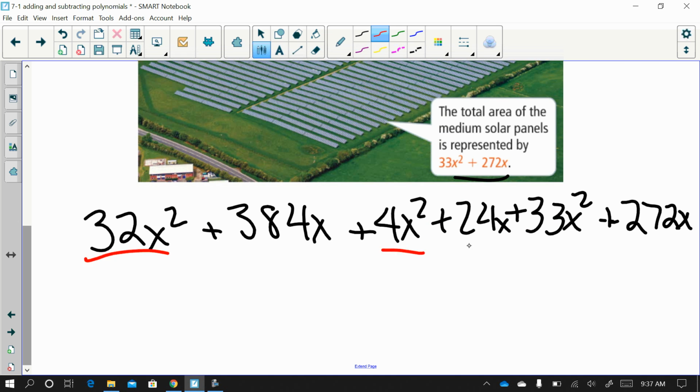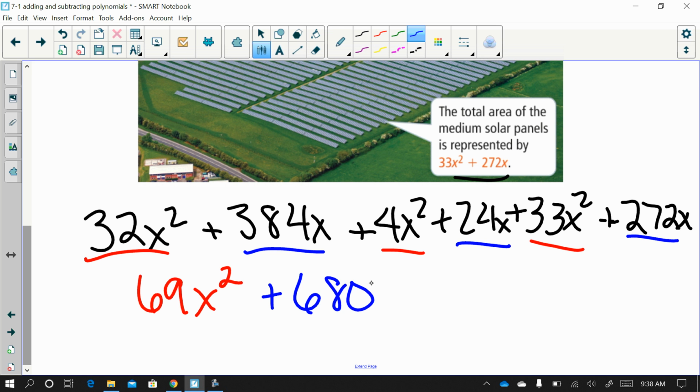Okay, so x squareds, I have 32 plus 4 gives me 36, plus 33 is 69x squared. And then my plain old x's, I can't do this one in my head, so I'm going to pull out my calculator really quick. 384 plus 24 plus 272 gives me a total of 680x. And that's all you have to do for that problem.